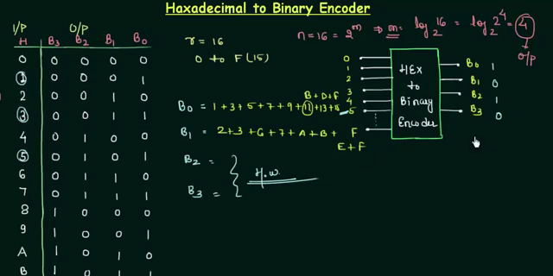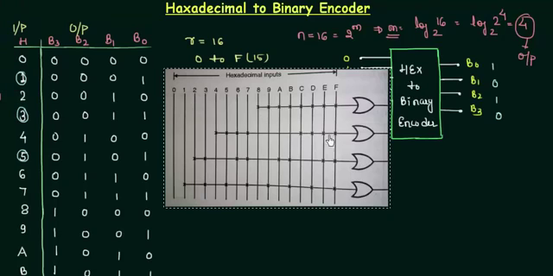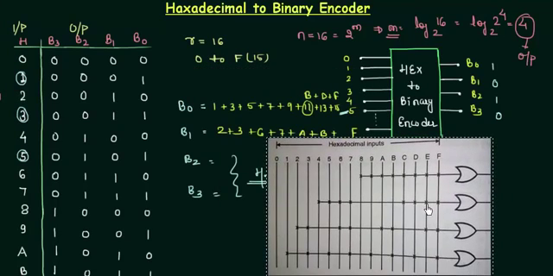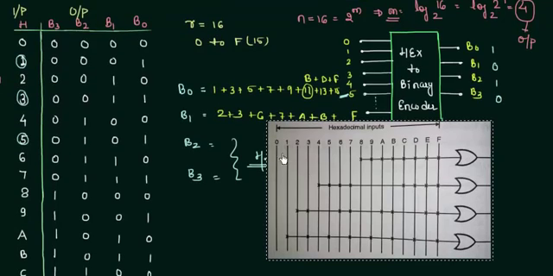Okay, now it's time for implementation. Once you are done with B2 and B3, and I have already calculated the values for B0 and B1, you can implement the circuit. I'm just going to show you the circuit. So let me paste it down. I have already cut the circuit from the book, and you can see here these are the hexadecimal inputs from 0 to F, and these are the 4 boolean outputs B0, B1, B2 and B3. So check your answer, check your circuit, and this is all for the hexadecimal to binary encoder.